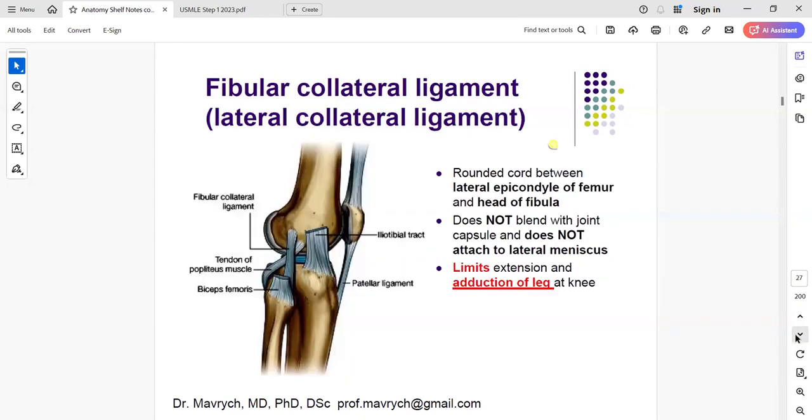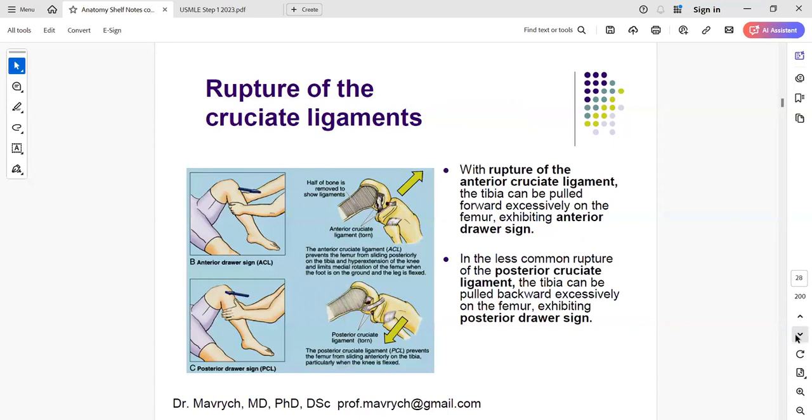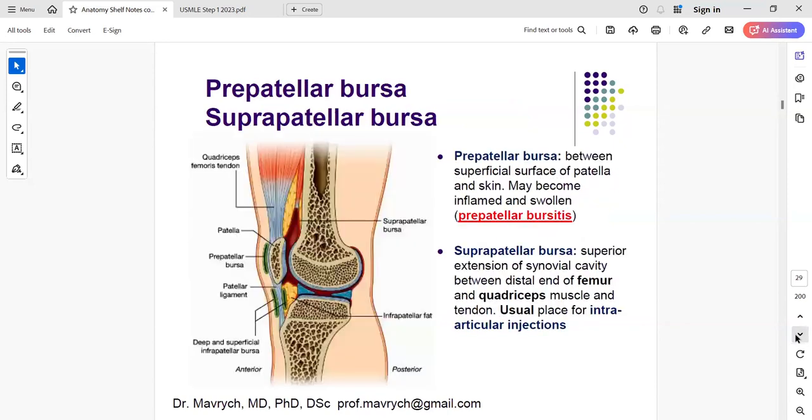Okay, we just did the unhappy triad. Okay, that's enough. Cruciate, nope.